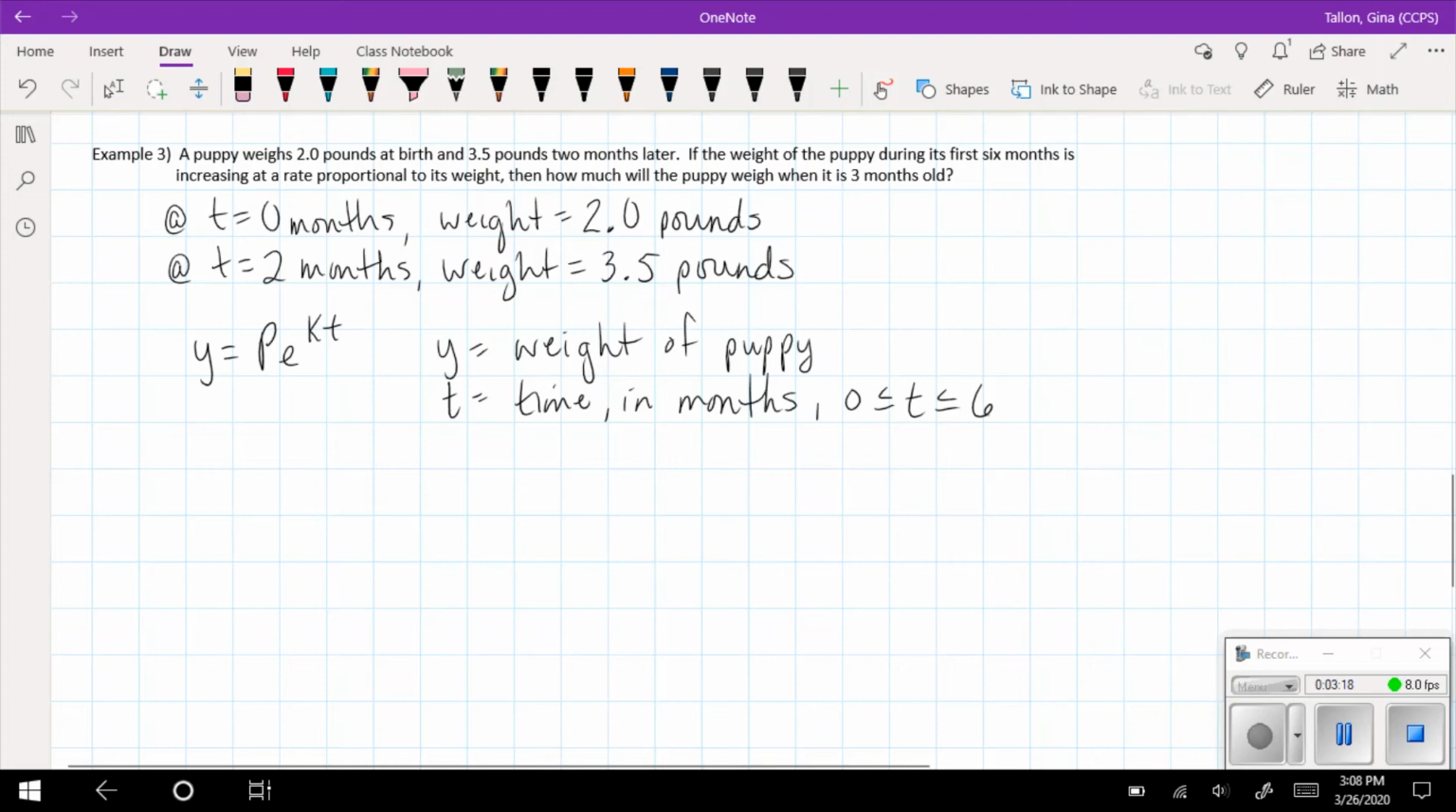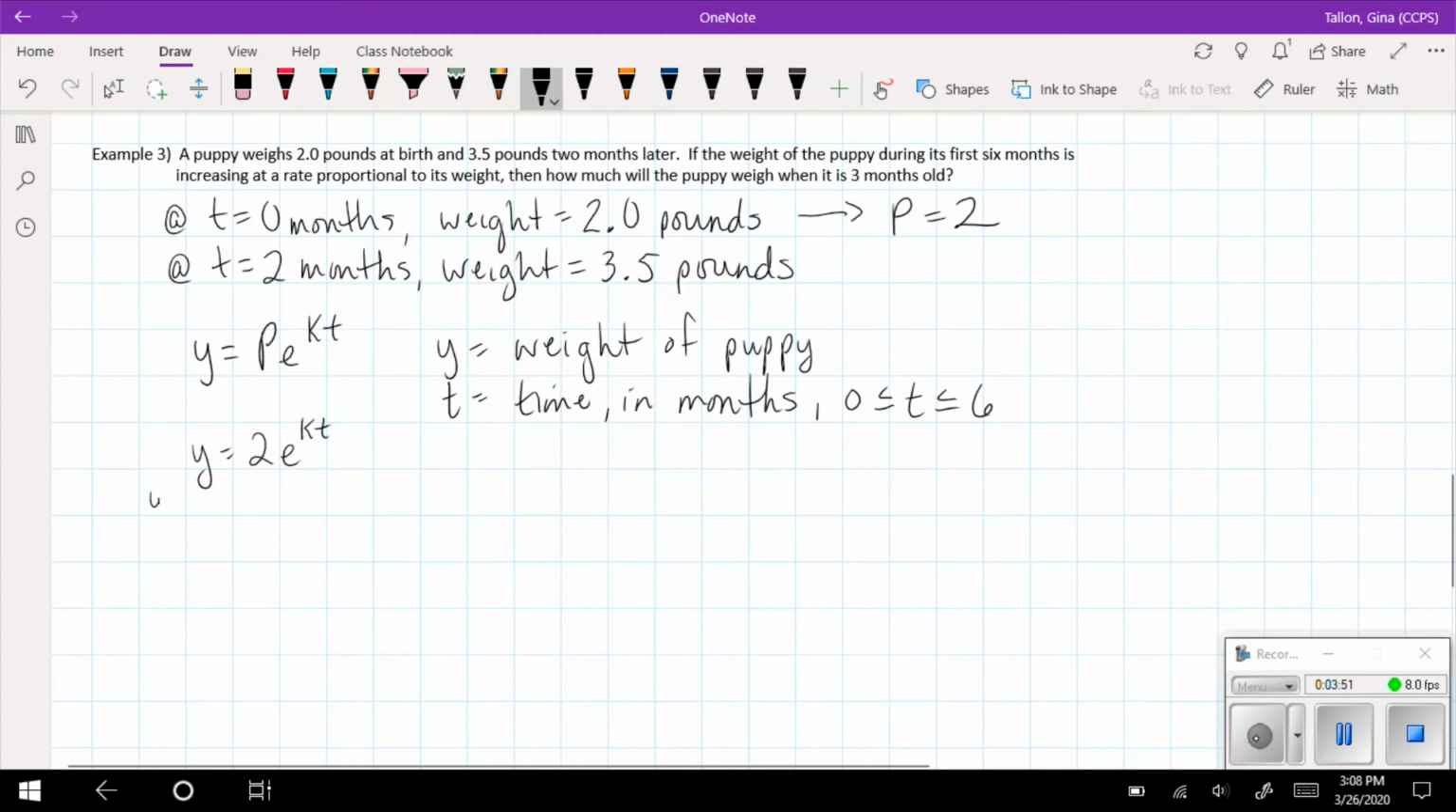of information up here. Well, I have this fact that at t equals 0, the weight is 2 pounds. So this is my initial weight, so to speak. So I can just go ahead and put that right in for P. This tells me right here that P equals 2. So I'm going to write y equals 2e to the kt. That's what that at t equals 0 months, the weight is 2.0 pounds tells me. So I'm going to now use the next piece of information that I have.